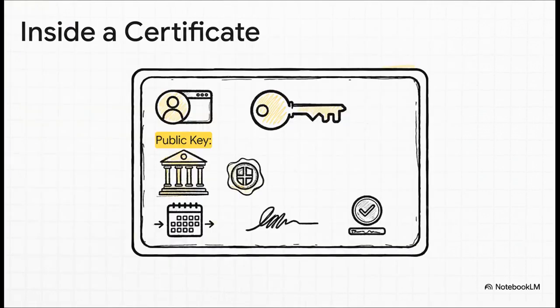So what's actually inside one of these digital passports? Well, it's all the important stuff: who the certificate belongs to, what their public key is, which CA issued it, and how long it's good for. But here's the most important part. The whole certificate is digitally signed by the CA itself. Your web browser comes preloaded with a list of CAs it already trusts, so it can check that signature, trust the certificate, and then trust the public key inside it. It's a chain of trust.